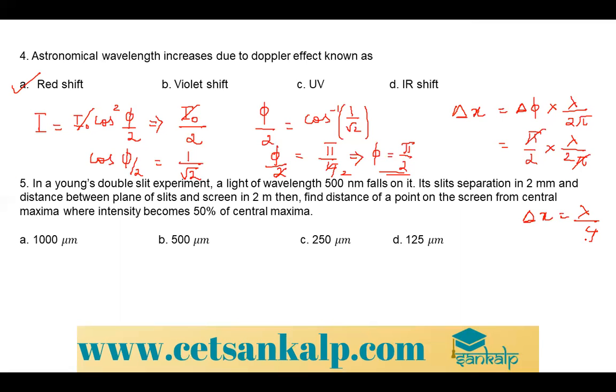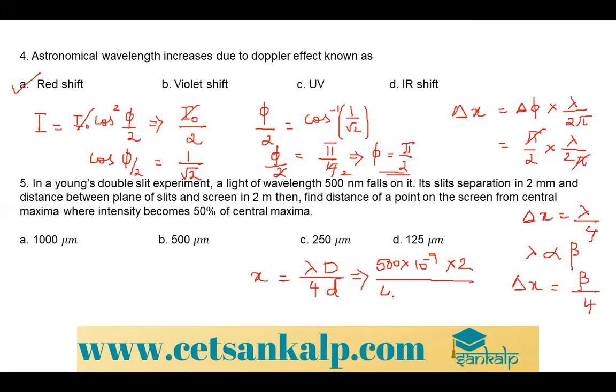So you know that since lambda is directly proportional to beta, so you can write delta x, and it's nothing but x, is equal to beta by 4. But beta is equal to lambda D by small d. Lambda, see what they have given: 500 into 10 to the power minus 9 into 2 divided by 4 into 2 into 10 to the power minus 3.